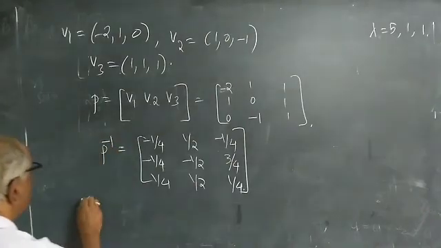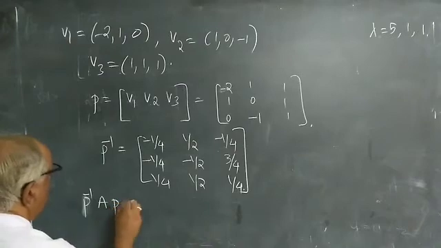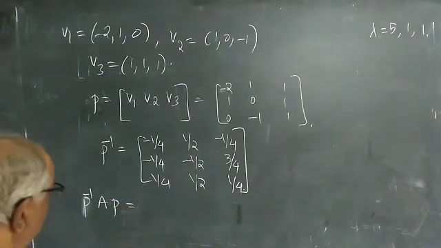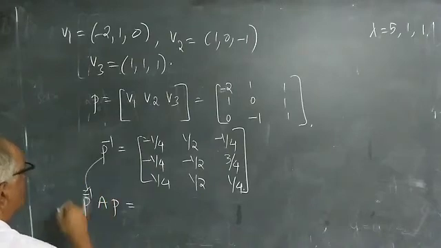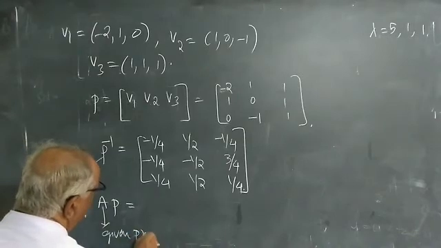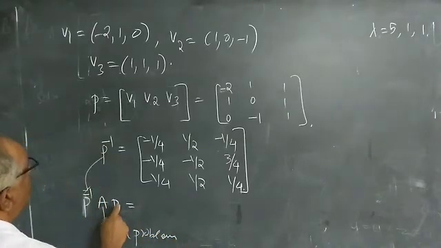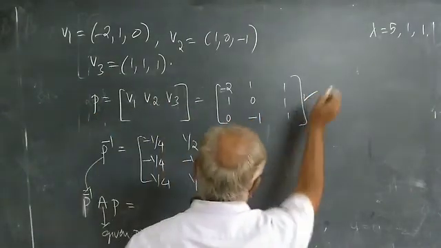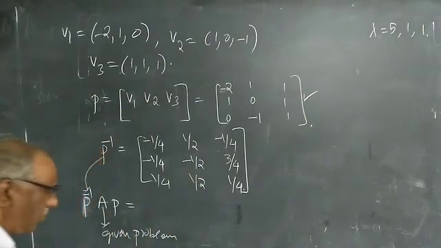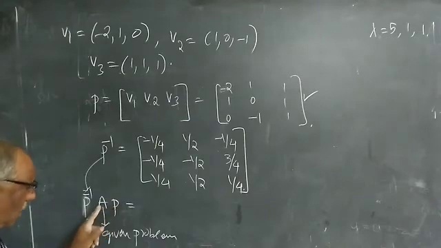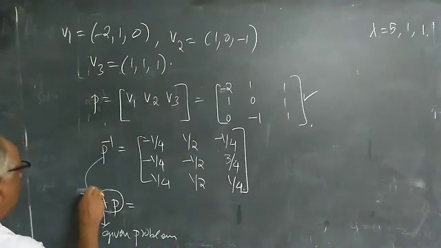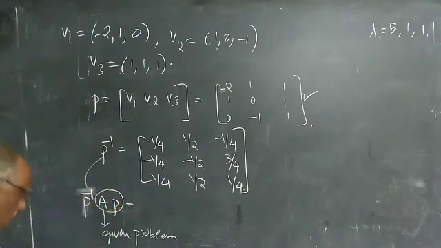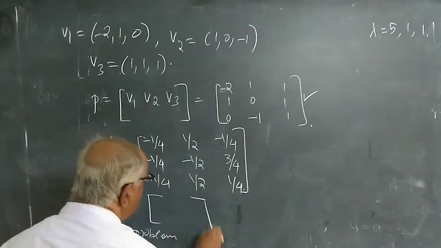Next step, what you have to do is P inverse AP. When you find P inverse AP, P inverse is this. What is A? A is the given matrix from the problem. This is my P inverse, A is the given example problem matrix, and this is my P. Substitute. Take this product. First you find the product AP, that means multiply the matrix A and matrix P. You will get some matrix. That matrix should be multiplied to P inverse. First you find the product AP, next you multiply that with P inverse. When you do that, you will get the answer like this.